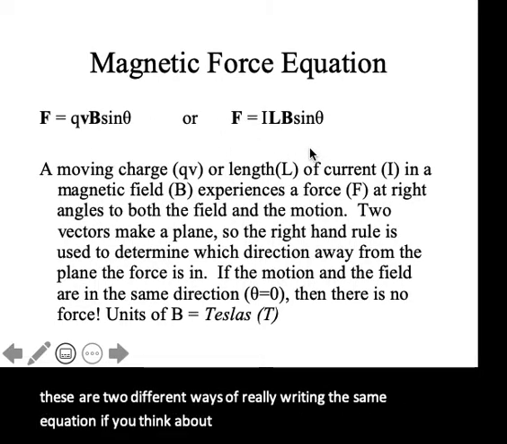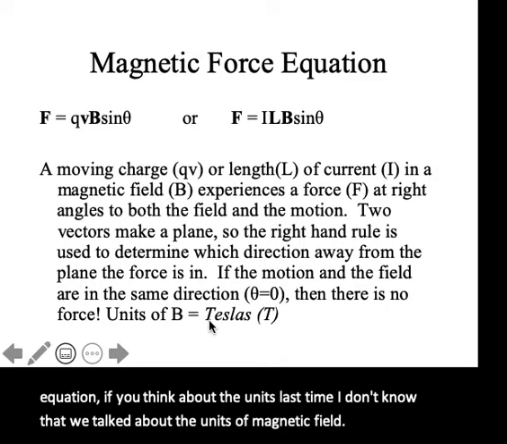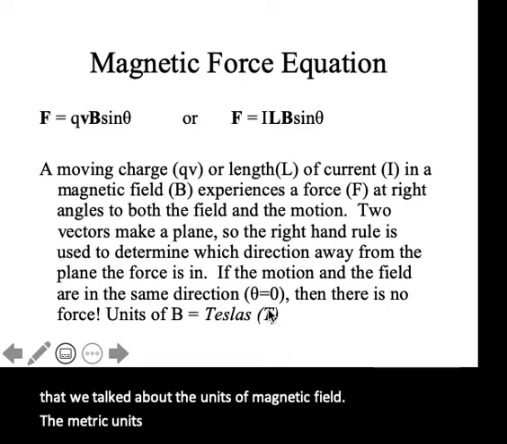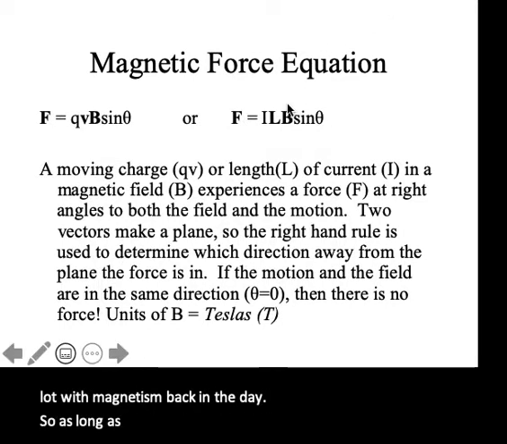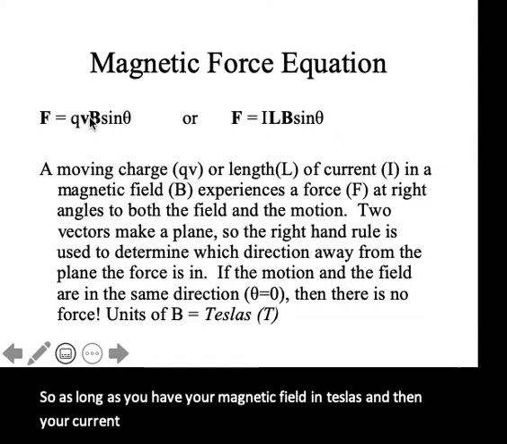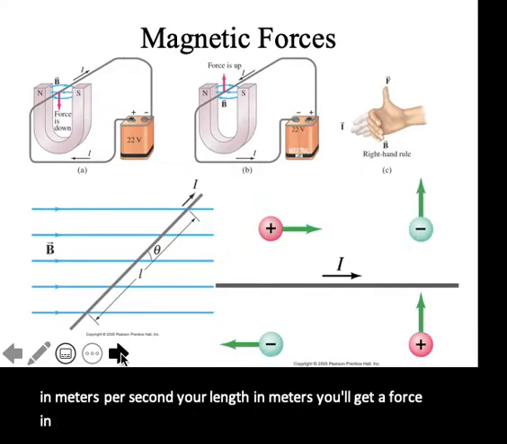Last time, I don't know that we talked about the units of magnetic field. The metric SI units are Teslas, named after Nikola Tesla, who did a lot with magnetism back in the day. So as long as you have your magnetic field in Teslas, and then your current in amps, or your charge in coulombs, your velocity in meters per second, your length in meters, you'll get a force in newtons. Okay. All right, let's go through a couple of different examples.